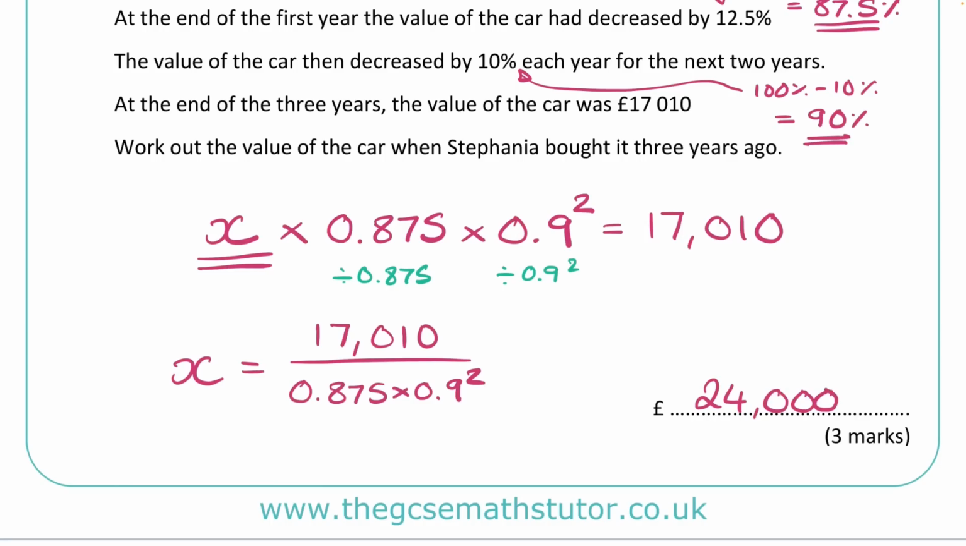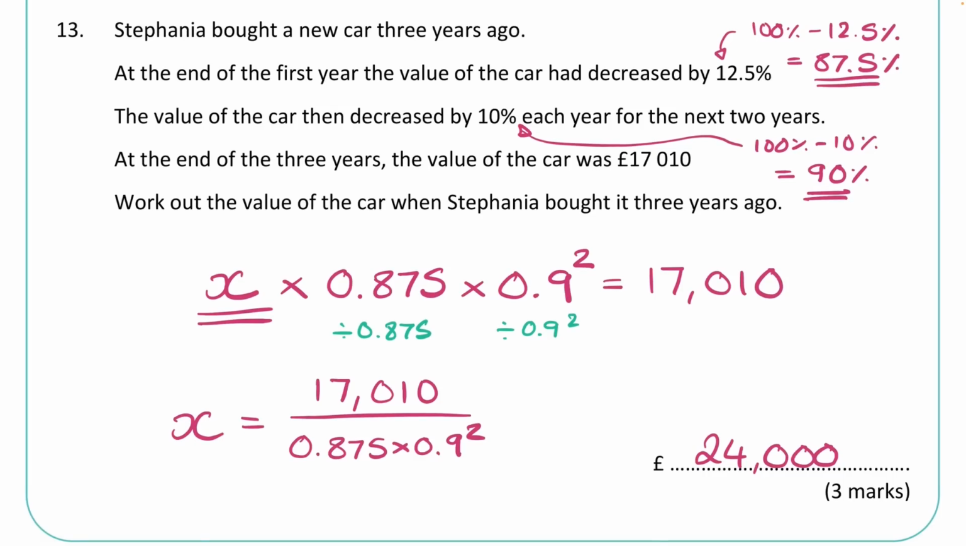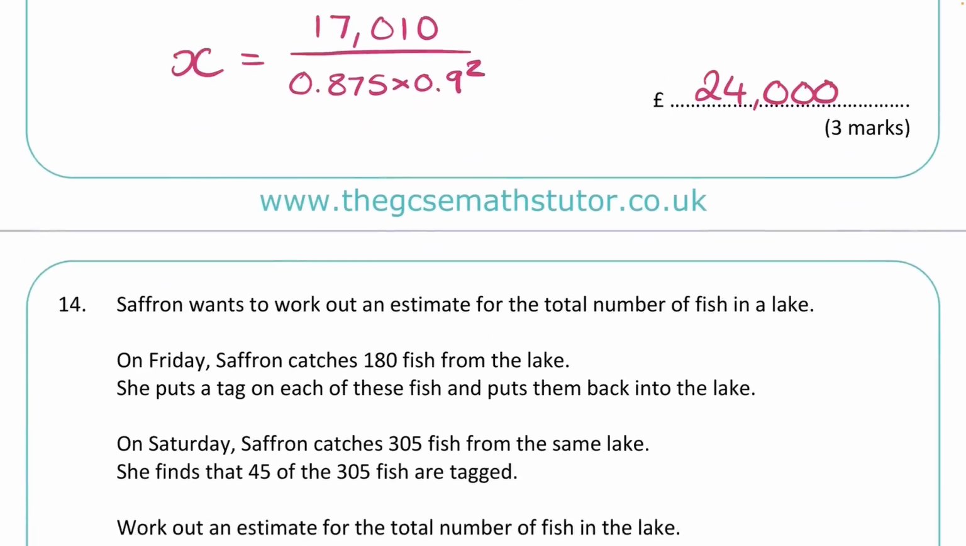There we go. You can check that out as well. You can put 24,000 back into the original amount, times it by 0.875, times it by 0.9 squared, and you will get £17,010. And there we go, a very similar process to when looking at compound interest. It's just that this time it's going down in value, so our multipliers are 0 point numbers rather than those 1 point, and there tends to be quite small percentages with compound interest, like 1.03 and things like that. So there we go, that is a depreciation question where something was going down in value.